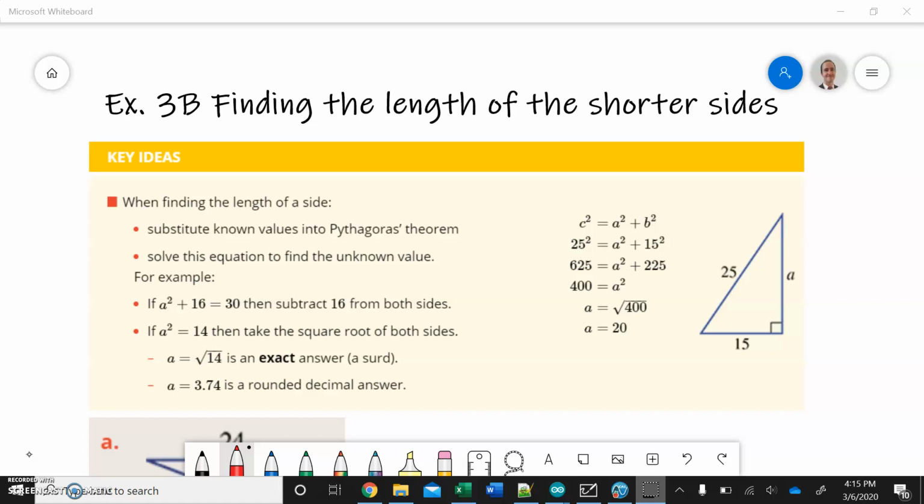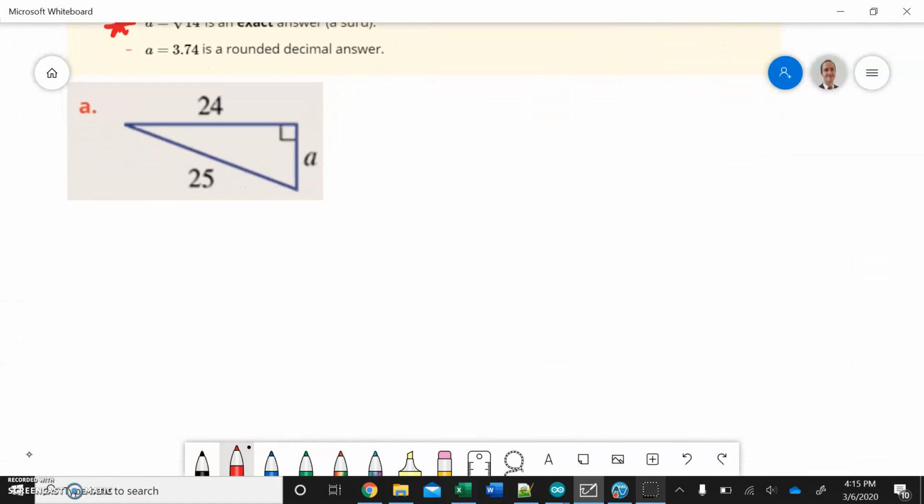Okay, just a quick note here. If you get a value as a surd, unless otherwise stated, you will want to leave that as a surd, which is the exact answer. We don't want it generally rounded to a decimal unless stated, which is what this one is down here. Okay, let's have a look through this example.